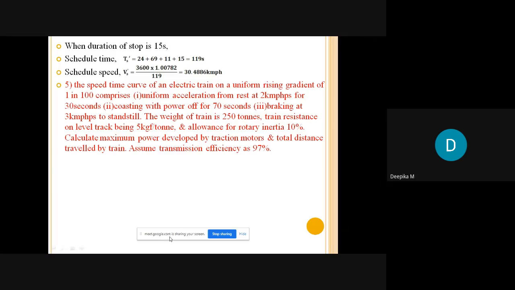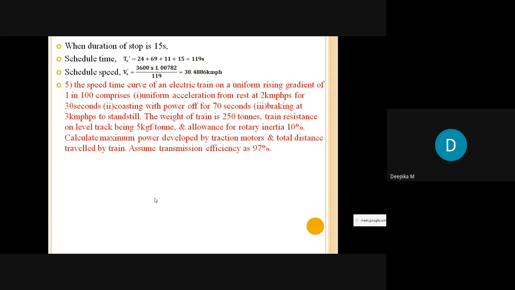The speed time curve of an electric train on a uniform rising gradient of 1 in 100 comprises uniform acceleration from rest at 2 km per hour per second for 30 seconds, coasting for 70 seconds, and braking at 3 km per hour per second to standstill. The weight of the train is 250 tons. The train resistance on a level track is 5 kg force per ton, and the allowance for rotary inertia is 10%. Calculate the maximum power developed by traction motors and the total distance traveled by the train, assuming transmission efficiency as 97%. So this is the given problem.